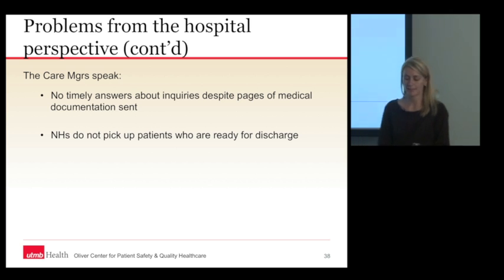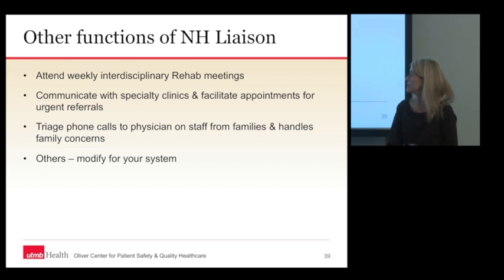So what they did was establish a nursing home liaison who attended weekly interdisciplinary rehab meetings about patients, communicated themselves with specialty clinics, and facilitated appointments for urgent referrals. It's easy to say this person needs a follow-up appointment, and everybody is pressed for time. It is faster for someone who works within a hospital system to help make a follow-up appointment for an urgent referral than it is for someone who isn't in the system to make those appointments. So that was something that was mutually considered and agreed on.